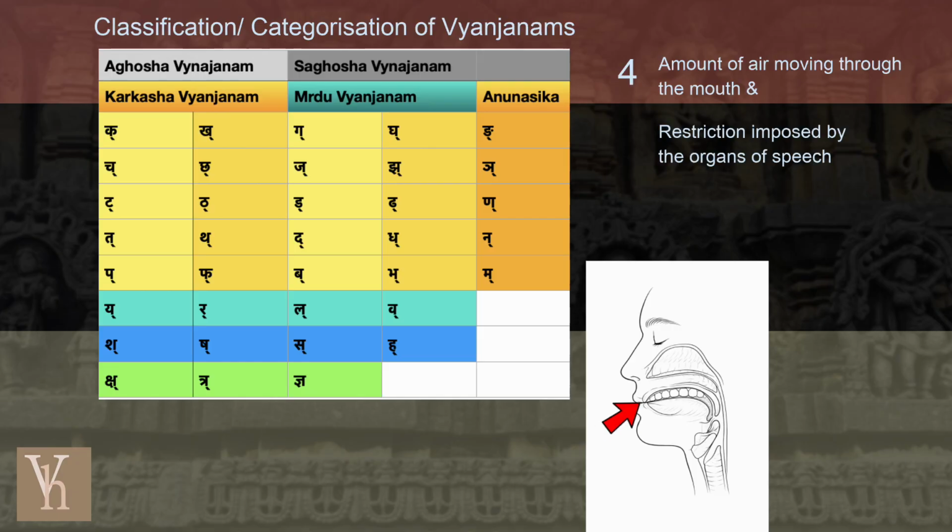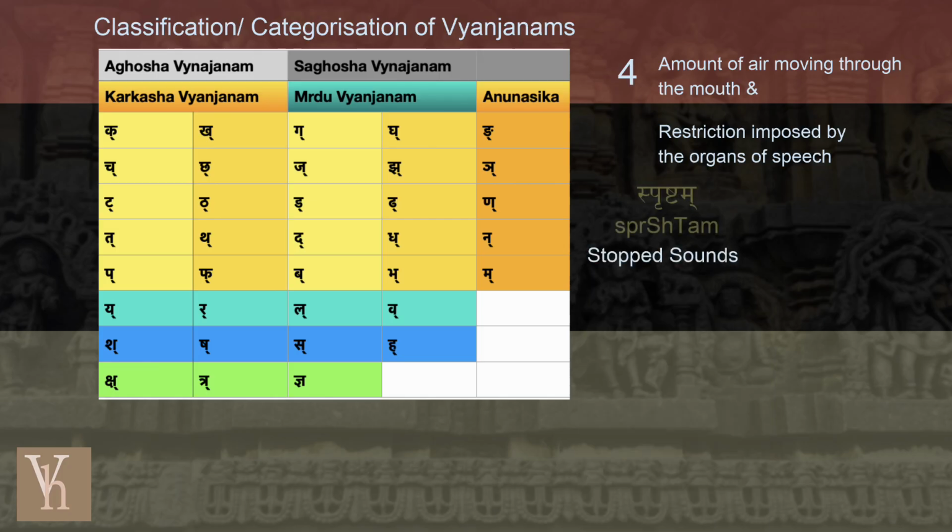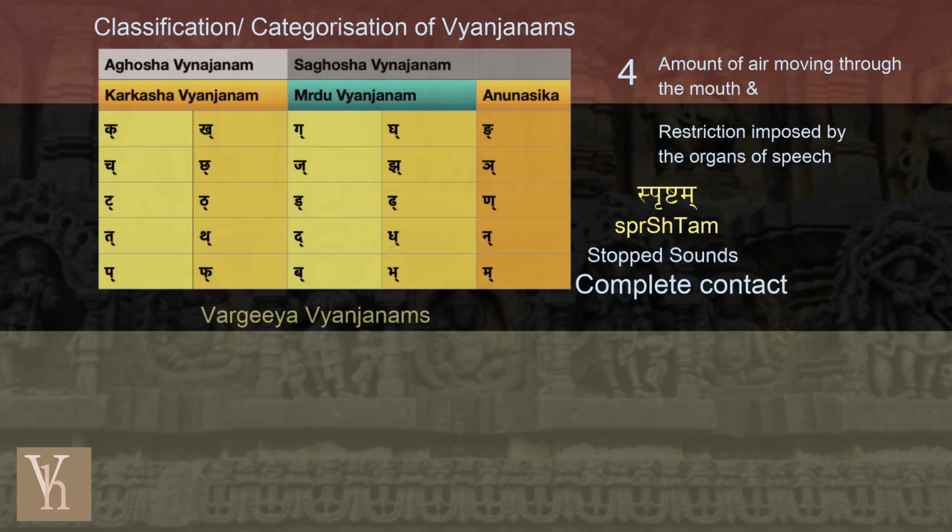Sounds which are formed by complete contact of the organs of speech. Where there is complete contact, then obviously this stops the airflow completely. This is why we refer to these sounds as stopped sounds. The Samskrta name is SprshTam, complete contact. The vargiya Vyanjanams fall under this category. For example, K, T, P, etc. These are stopped sounds, SprshTam, formed by complete contact.